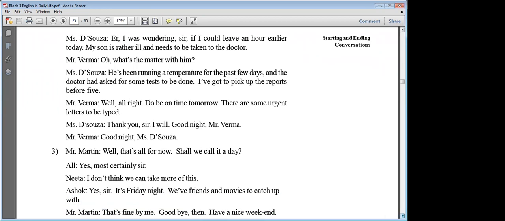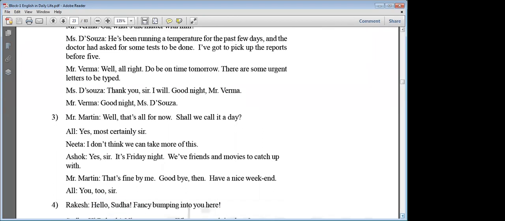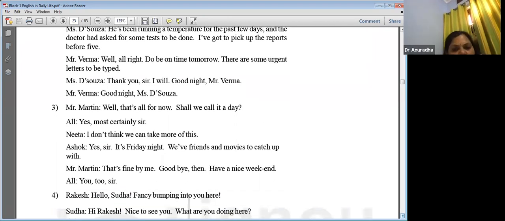Mr. Martin: Well, that is all for now. Shall we call it a day? Call it a day means shall we end it? Ashok: Yes, most certainly, sir. Since it says sir, it is definitely an office setting, and they are colleagues.